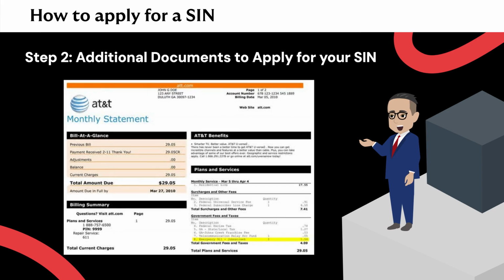Proof of your address in Canada. Your proof of address must have your name on it and match the name on your other documents. The address must match your mailing address in the online application form, otherwise, Service Canada will likely refuse your application.